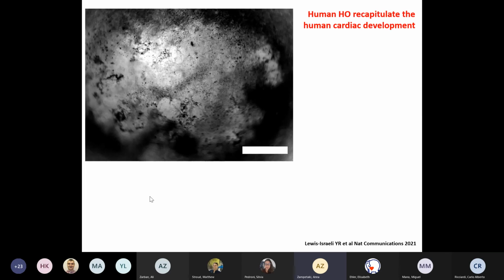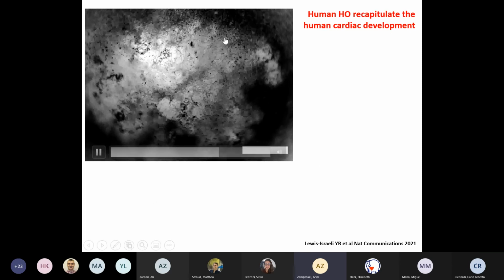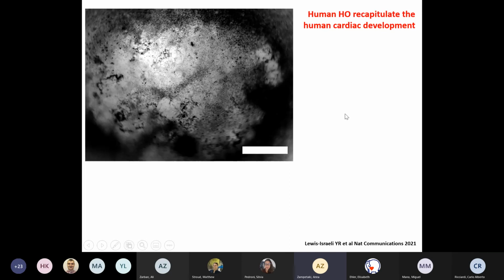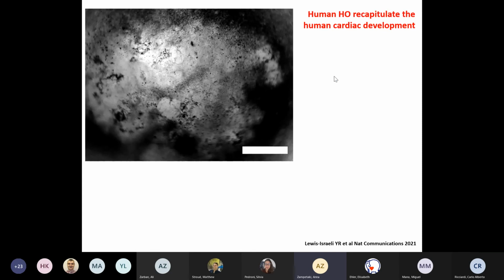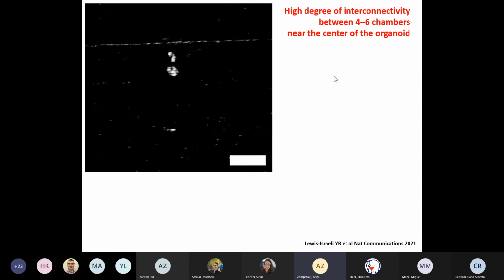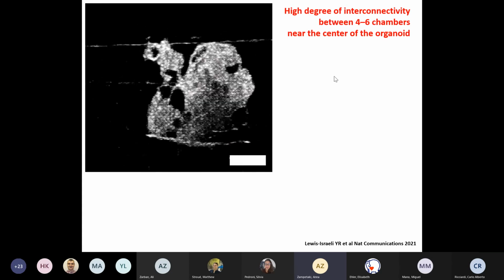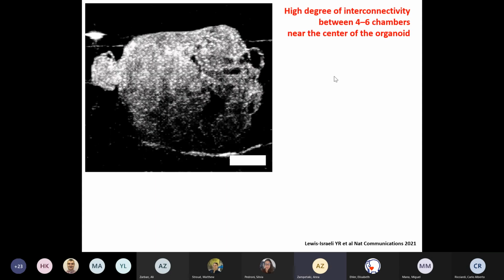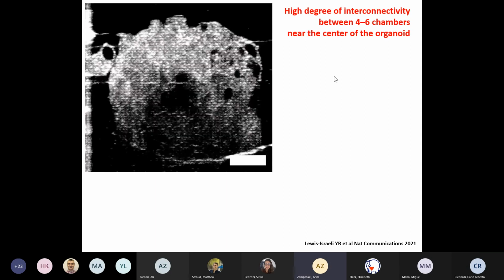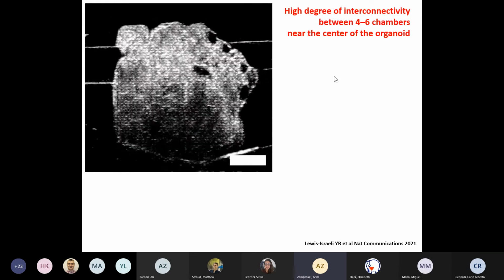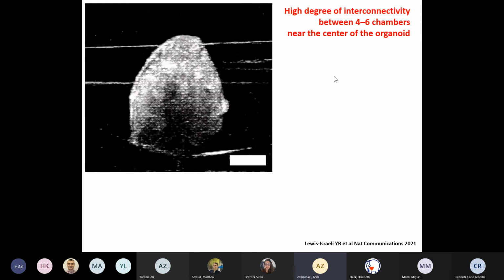Here you can see a staining of the organoid with India ink, so that under a light microscope you are able to see a central chamber, something that would suggest heart field formation, and also adjacent you have beating parts. And here you have a 3D reconstruction of the topology that suggests a high degree of interconnectivity between 4 or 6 chambers near the center of the organoid.